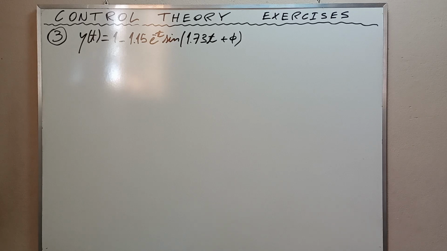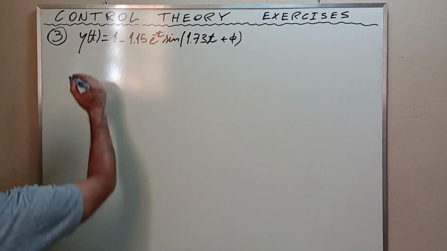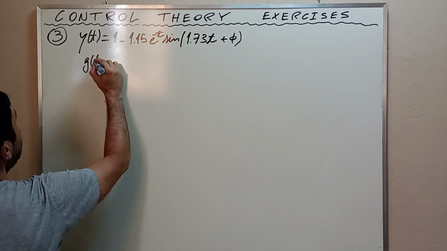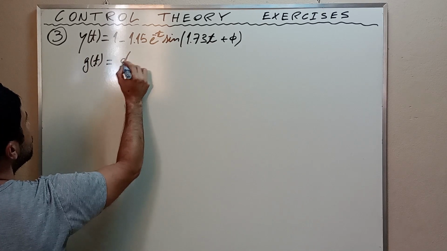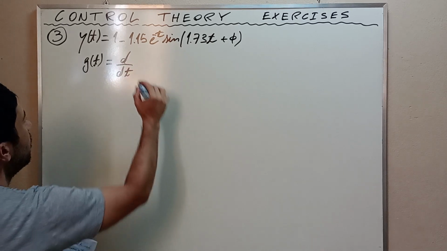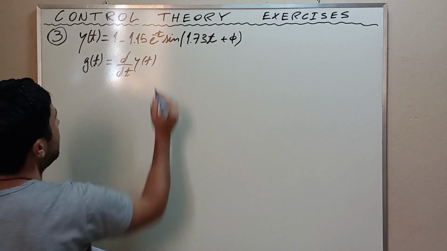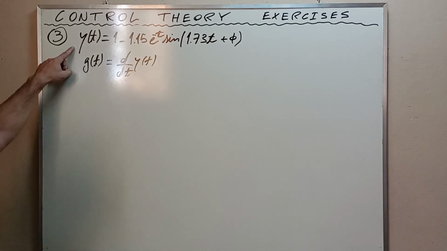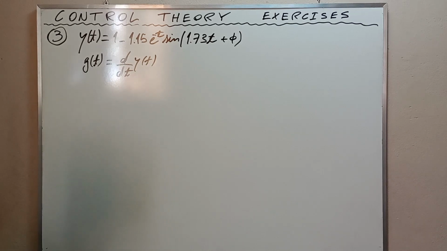How do we find the impulse response of a system given its step response? The impulse response is obtained by merely differentiating the step response with respect to time. So g(t) is equal to the derivative with respect to time of y(t). We simply differentiate this expression here to obtain the impulse response.